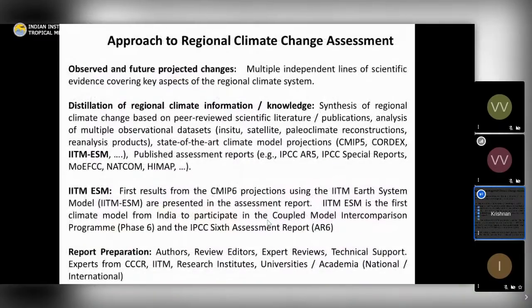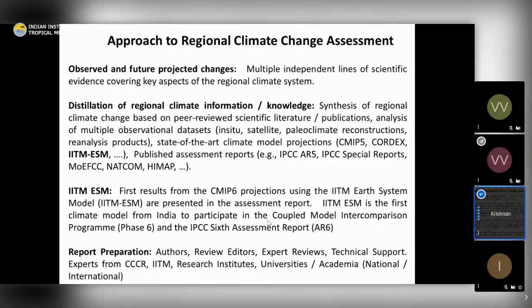And what was our approach to regional climate change assessment? We have to look at multiple, independent lines of scientific evidence covering key aspects of regional climate change, and we have to distill regional climate information and knowledge. This is based on peer-reviewed journals, analysis from multiple observational data sets, in situ, satellite, paleoclimate reconstructions, reanalysis products, state-of-the-art climate model projections, CMIP-5 CORDEX, the IITM ESM, published assessment reports, the IPCC AR5, IPCC special reports, the MOEF Ministry of Environment, Forest and Climate Change, the NATCOM reports, the HIMAP report. All of them have fed into this.